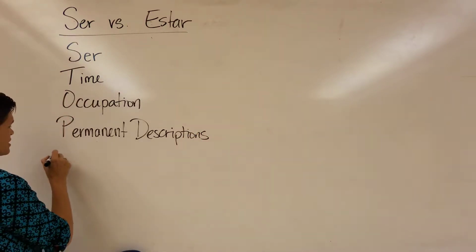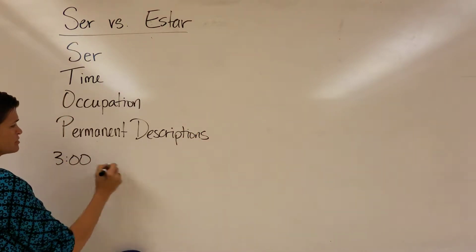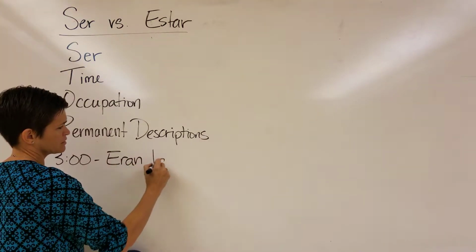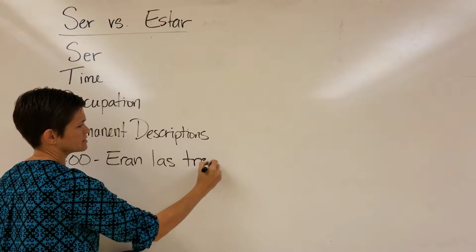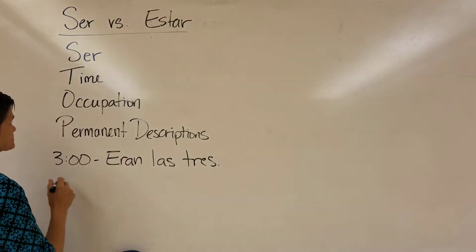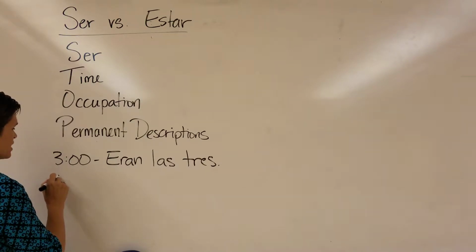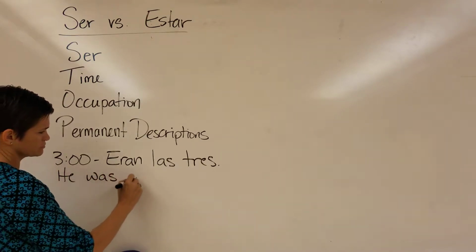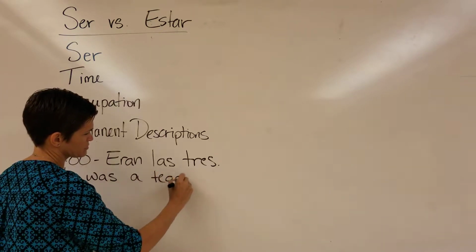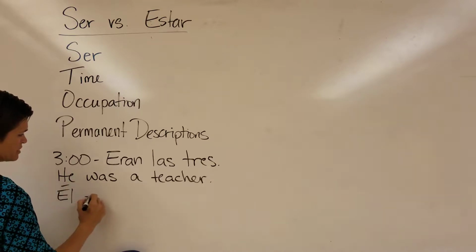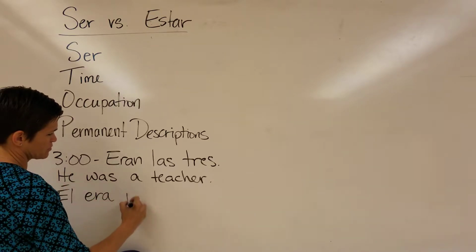So if we tell time and it was 3 o'clock, we would say eran las tres. It was 3 o'clock. When we say he was a teacher, we would say él era profesor.